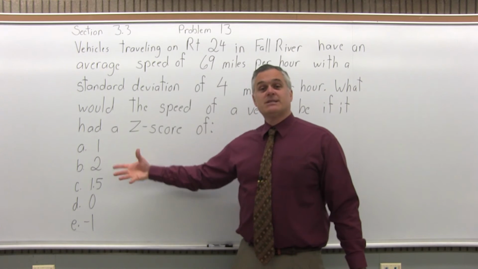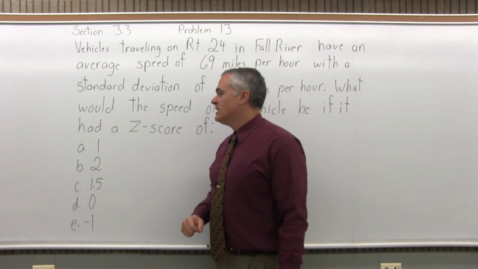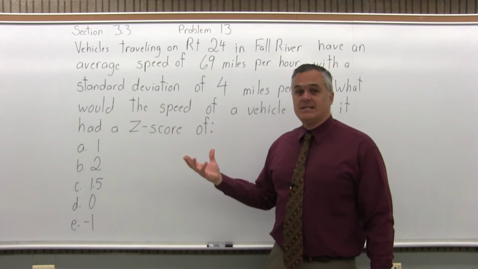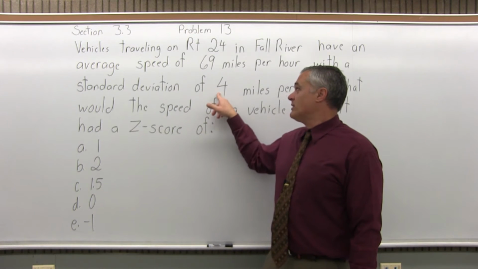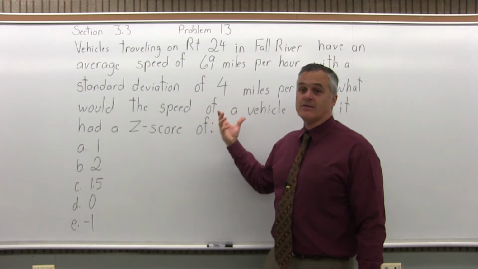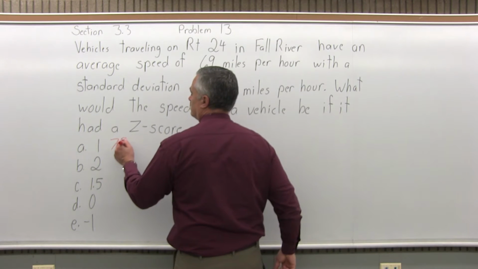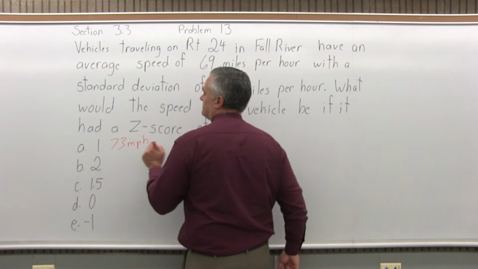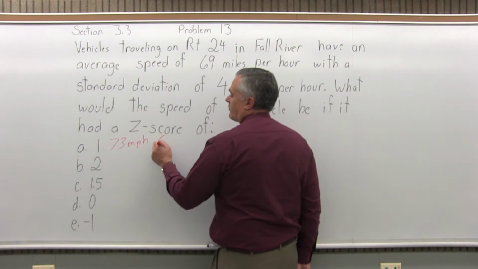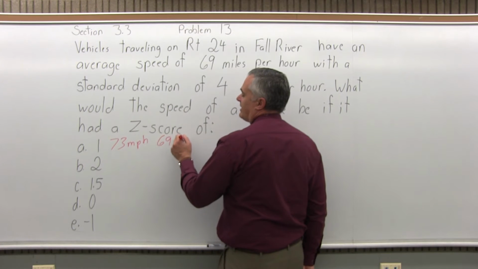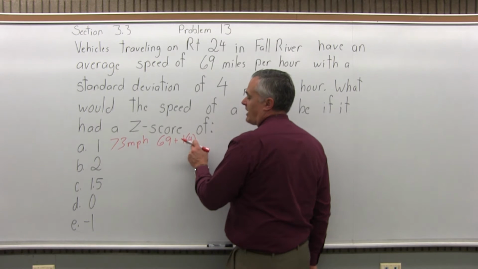It means one standard deviation larger than average because it's positive. So the average value is 69. One standard deviation higher would be one chunk of 4 miles per hour higher than 69, which would be 73 miles per hour. And again, that 73 came from the average value of 69 plus one standard deviation of 4 miles per hour.